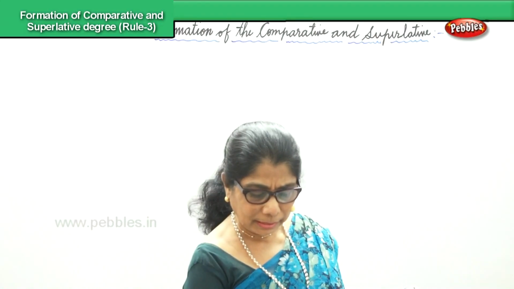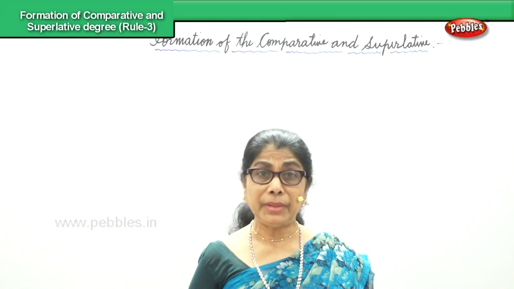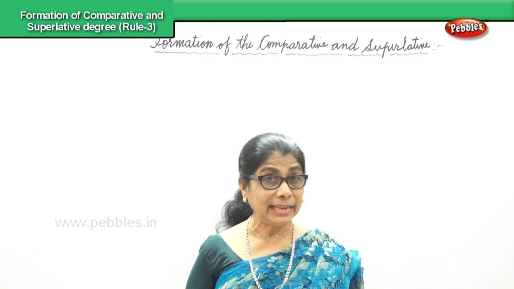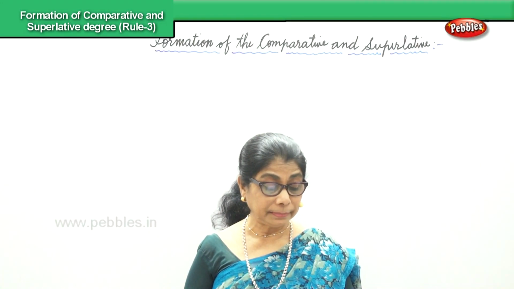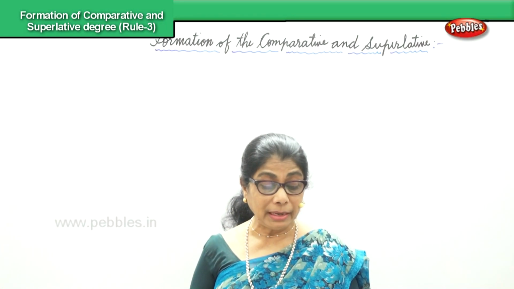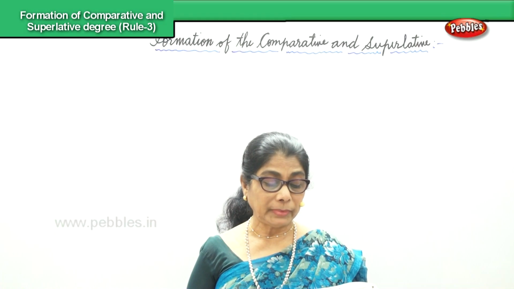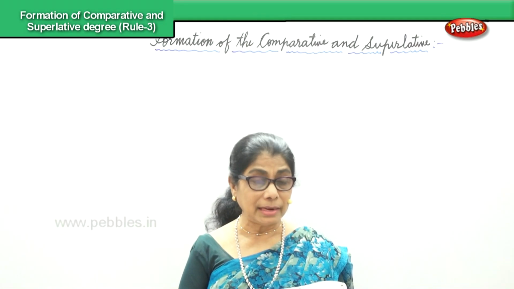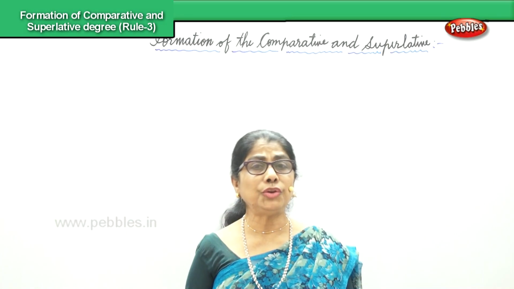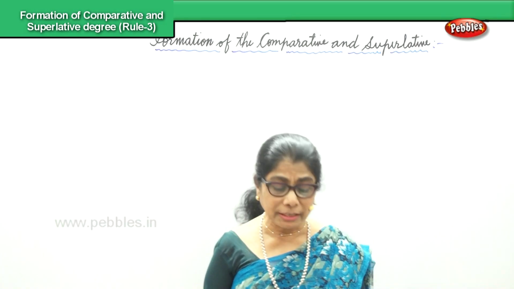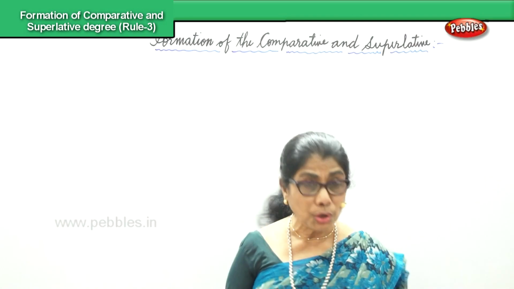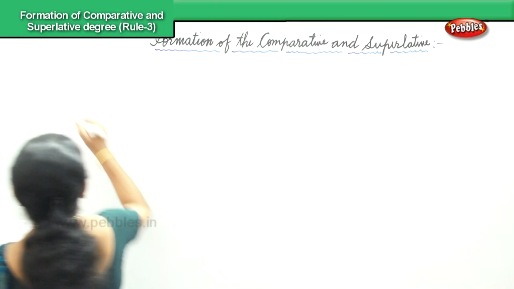Now let's look at rule number 3. Rule number 3 says: when the positive ends in one consonant and the consonant is preceded by a short vowel, the final consonant is doubled, and ER and EST are added to form the comparative and superlative degrees. So now we are going into rule number 3.